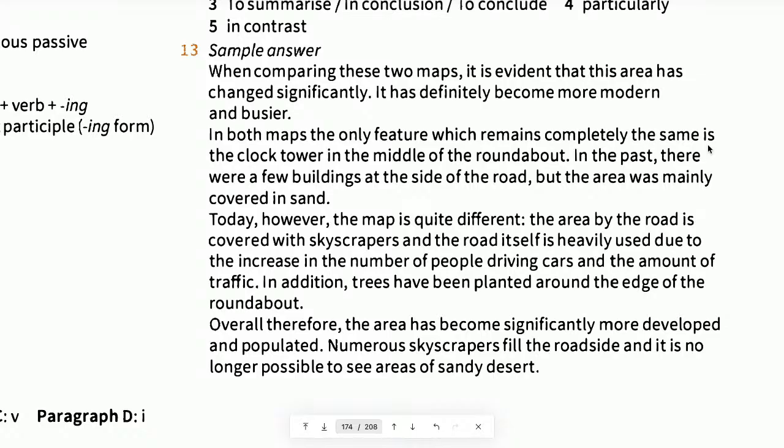Where is that? No. That is the clock tower. It stands behind is, right? So that is the object, not the subject.